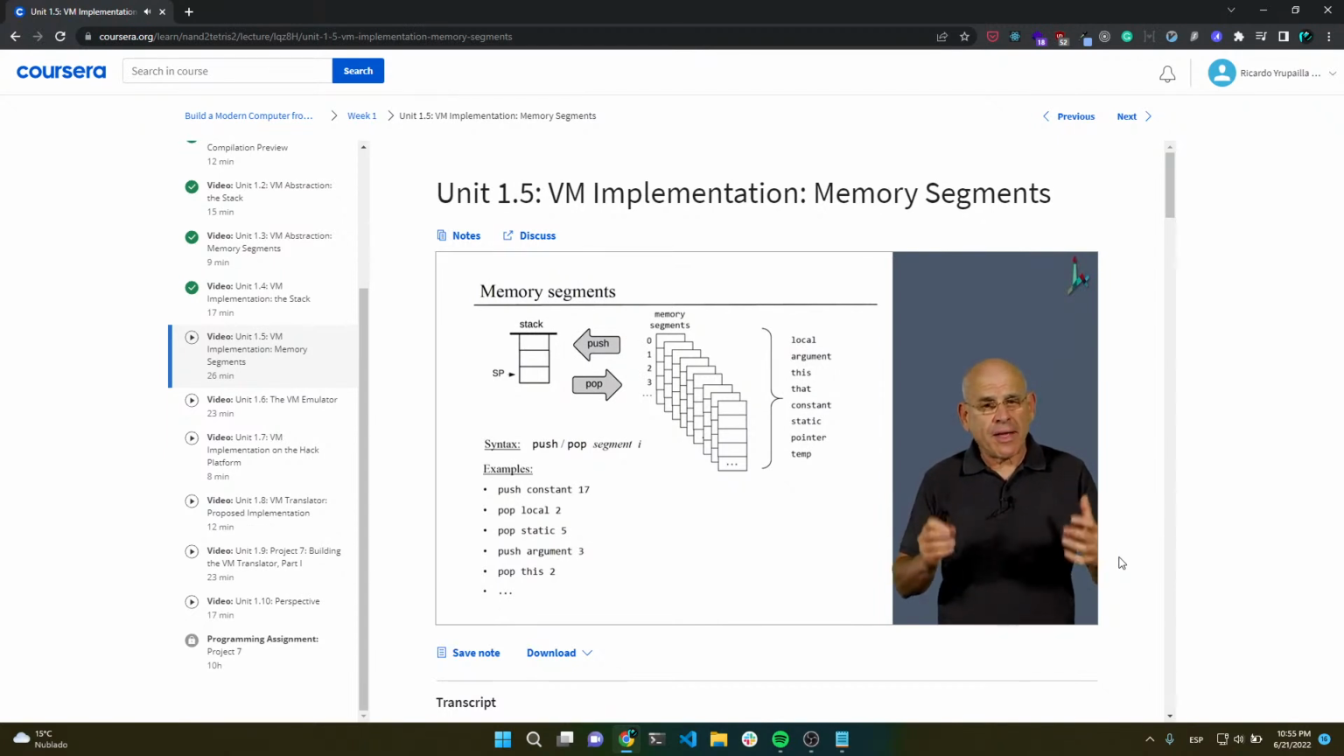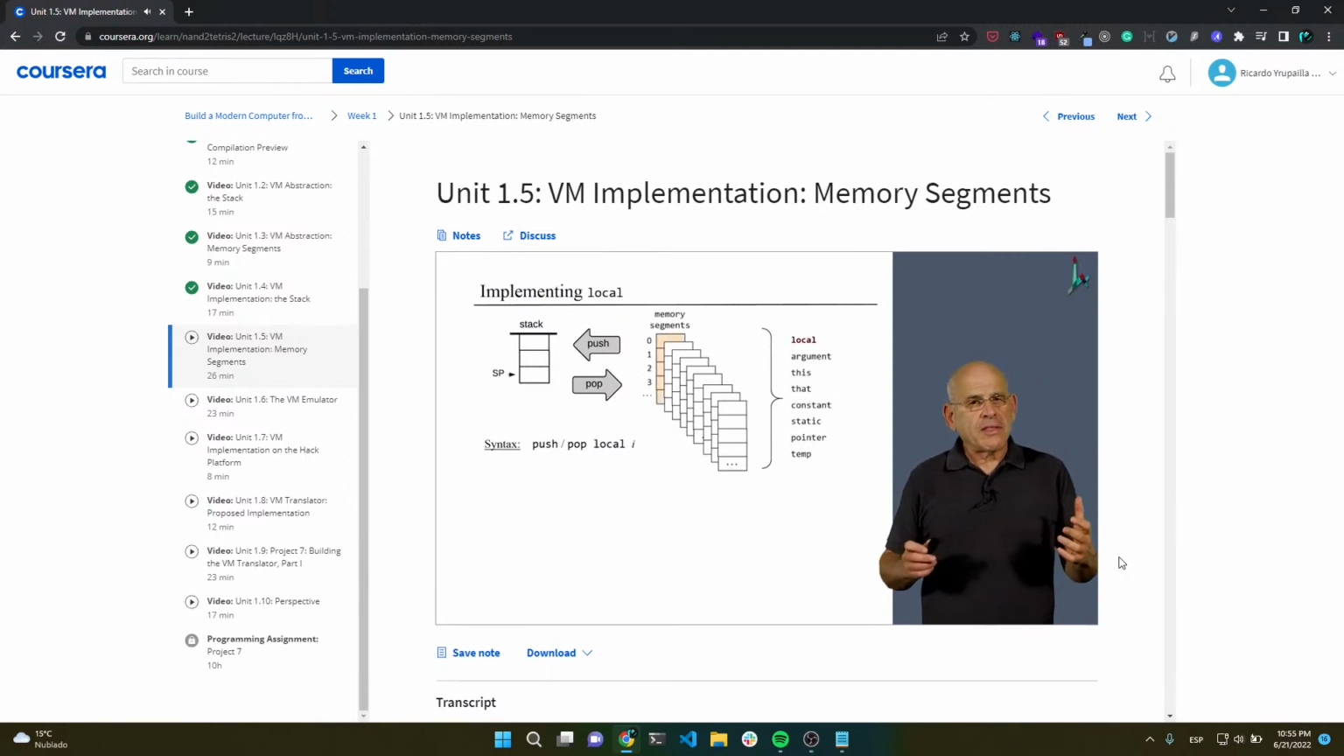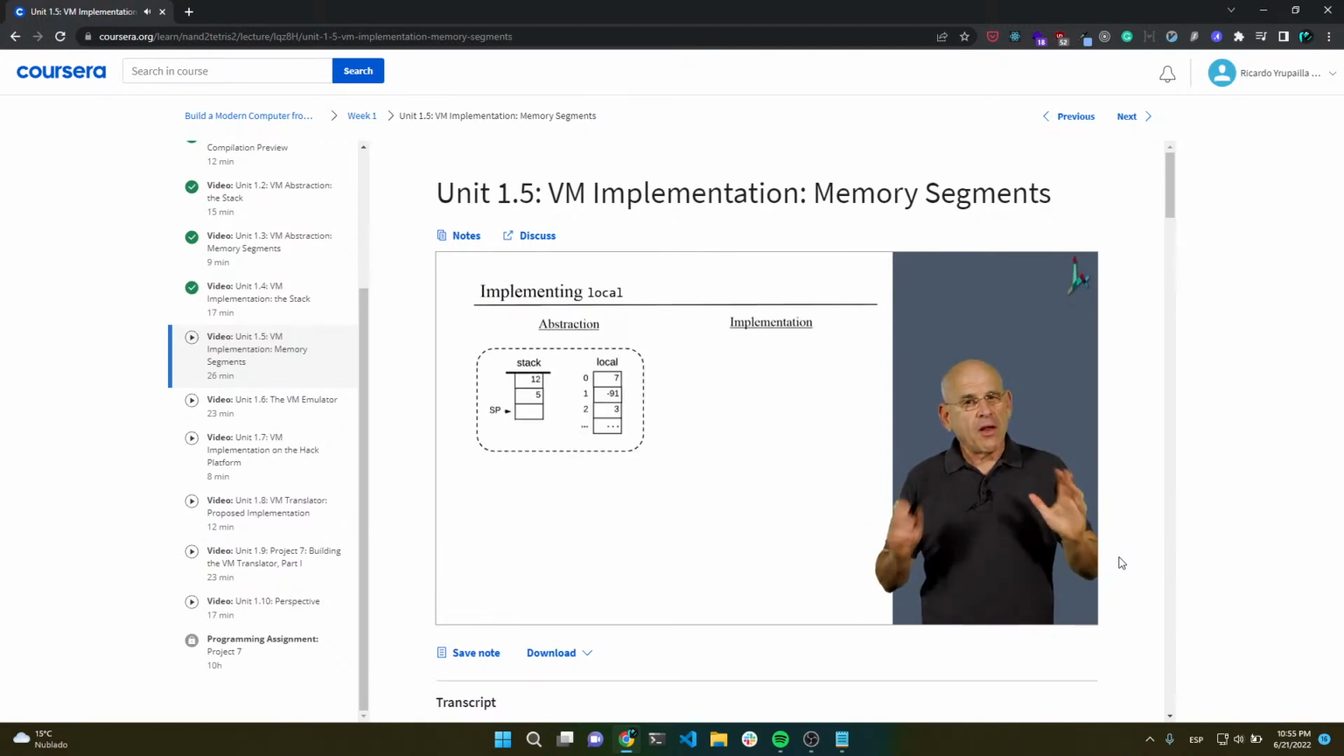So how should we go about implementing these memory segments? Well, we'll do it one step at a time, beginning with local. Now, the local segment is accessed using the uniform syntax that we had all along: push, pop, segment name, index. So here's the local segment in the context of our simple example of a stack machine. And how do we realize these two data structures on the host RAM?